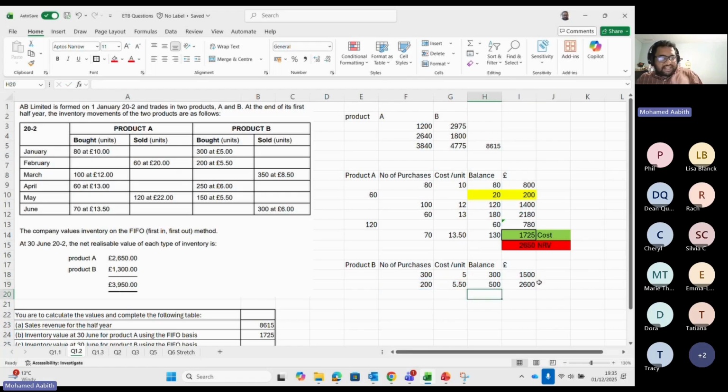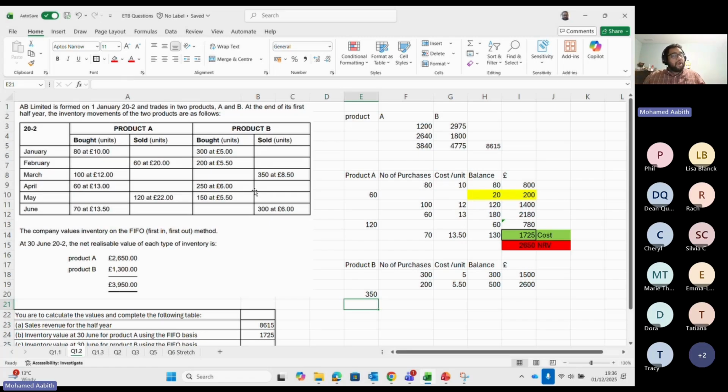Now what we're going to sell? We're going to sell 350 items, but I need to know how much it cost me when I sold the original value of it. It's what it is here, where I'm going to take it from. Am I going to take from 300 first or the 200 first? I have to think about it.